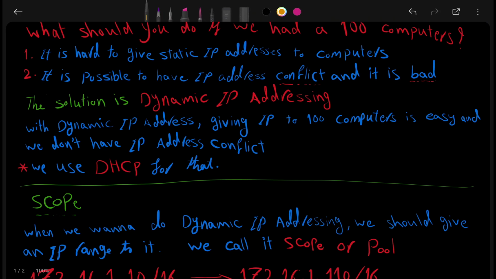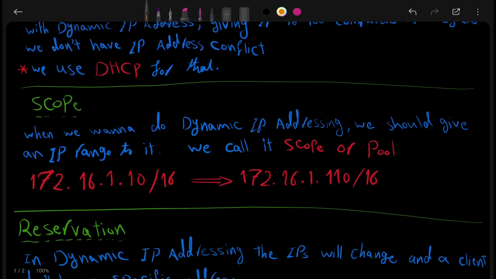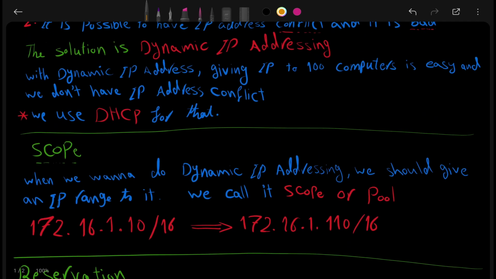For example, the first one is that it is hard to give static IP addresses to computers, as I said, to 100 computers and more. And the second is that it's possible to have IP address conflict, and it is bad for us, as you know. So the solution is dynamic IP addressing.